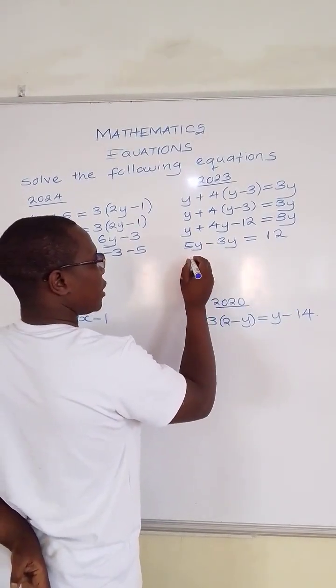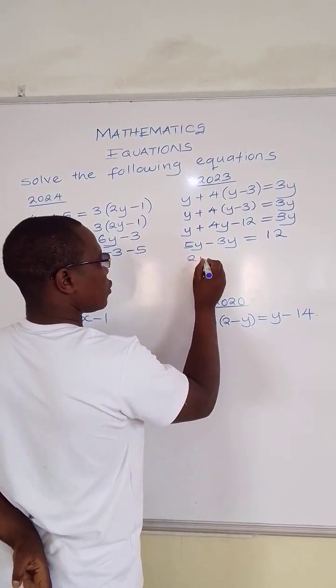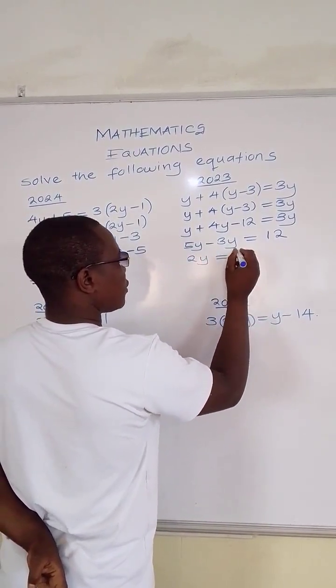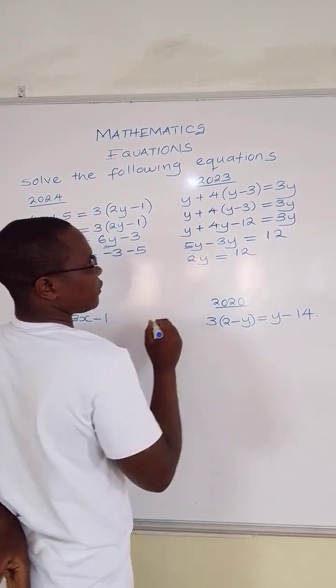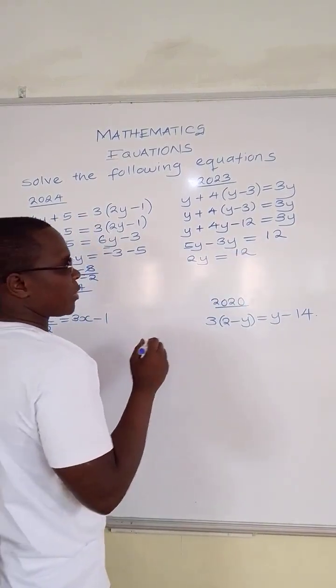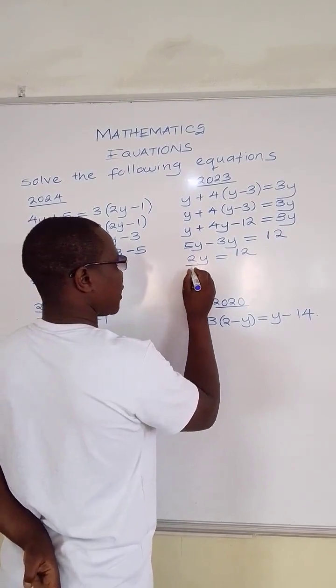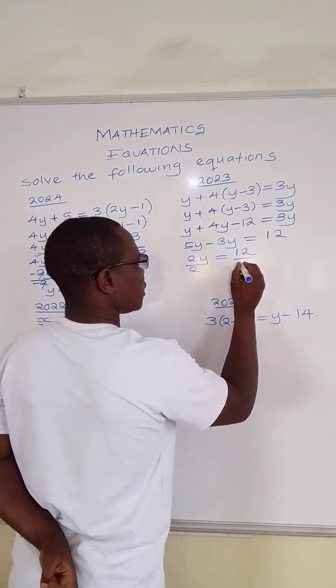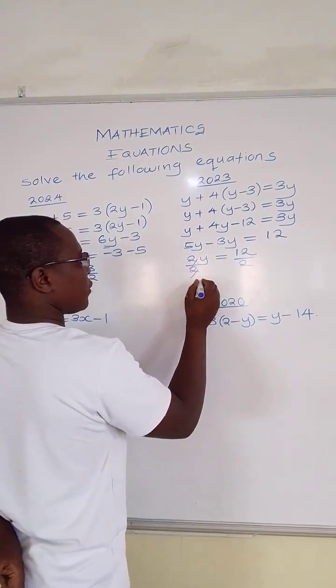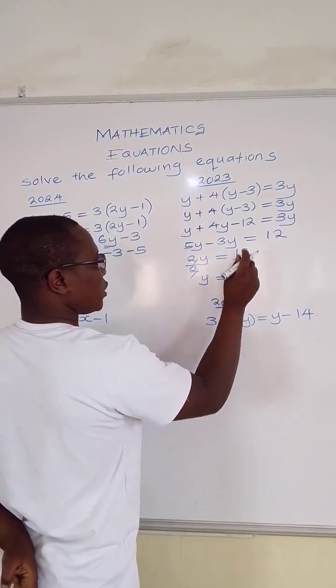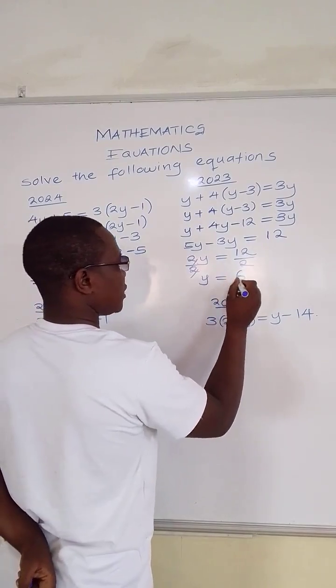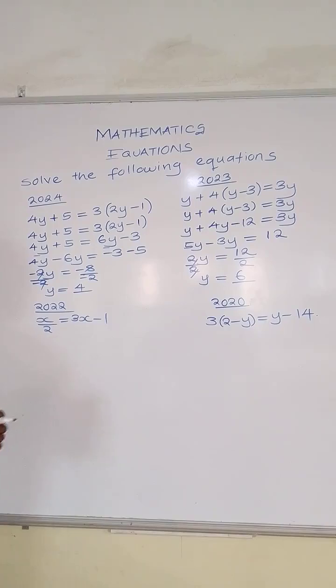Okay? So 5y minus 3y, you obtain 2y is equal to positive 12. So for us to remain with y, we're going to divide both sides by 2. Okay? So these two are going to go, we're going to have y is equal to 2 into 12, get what? 6.